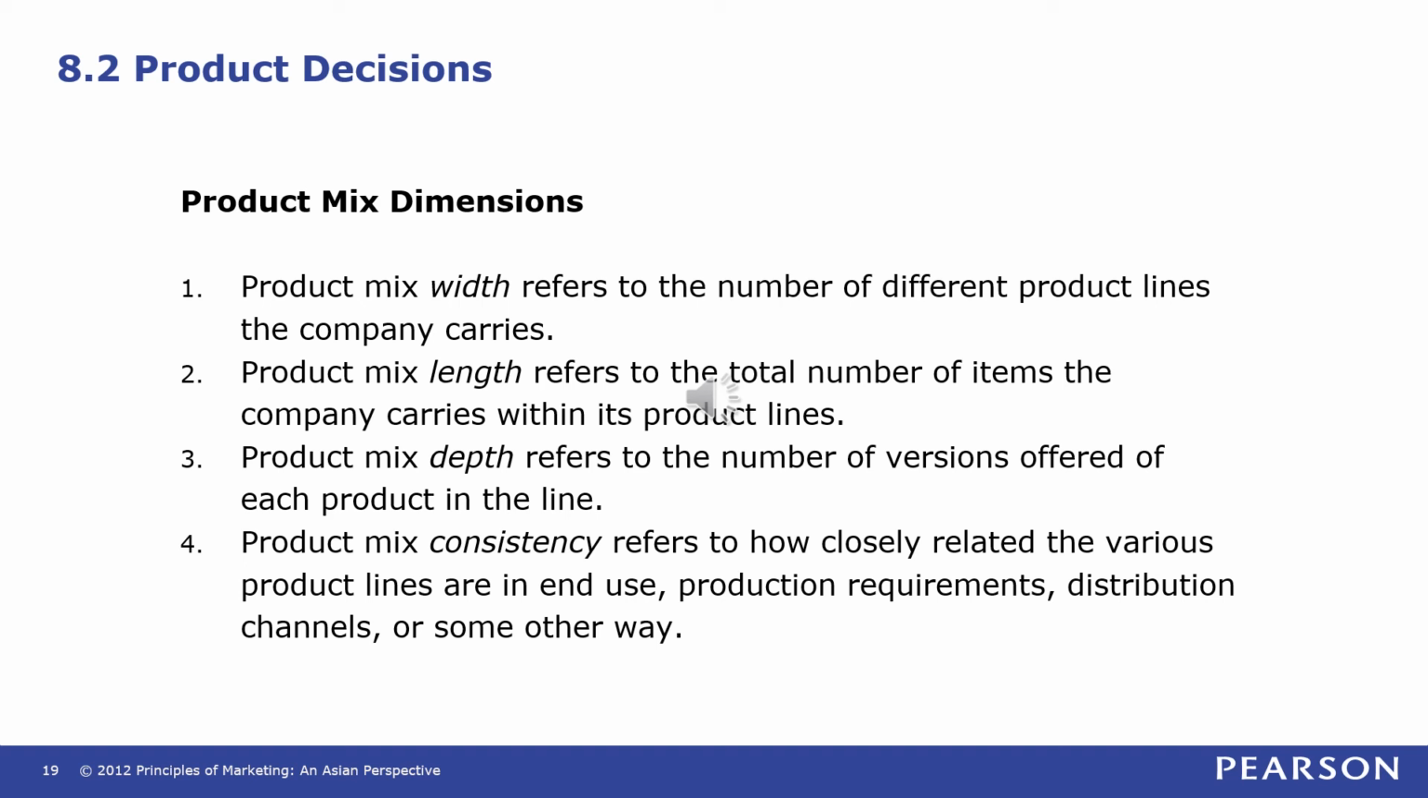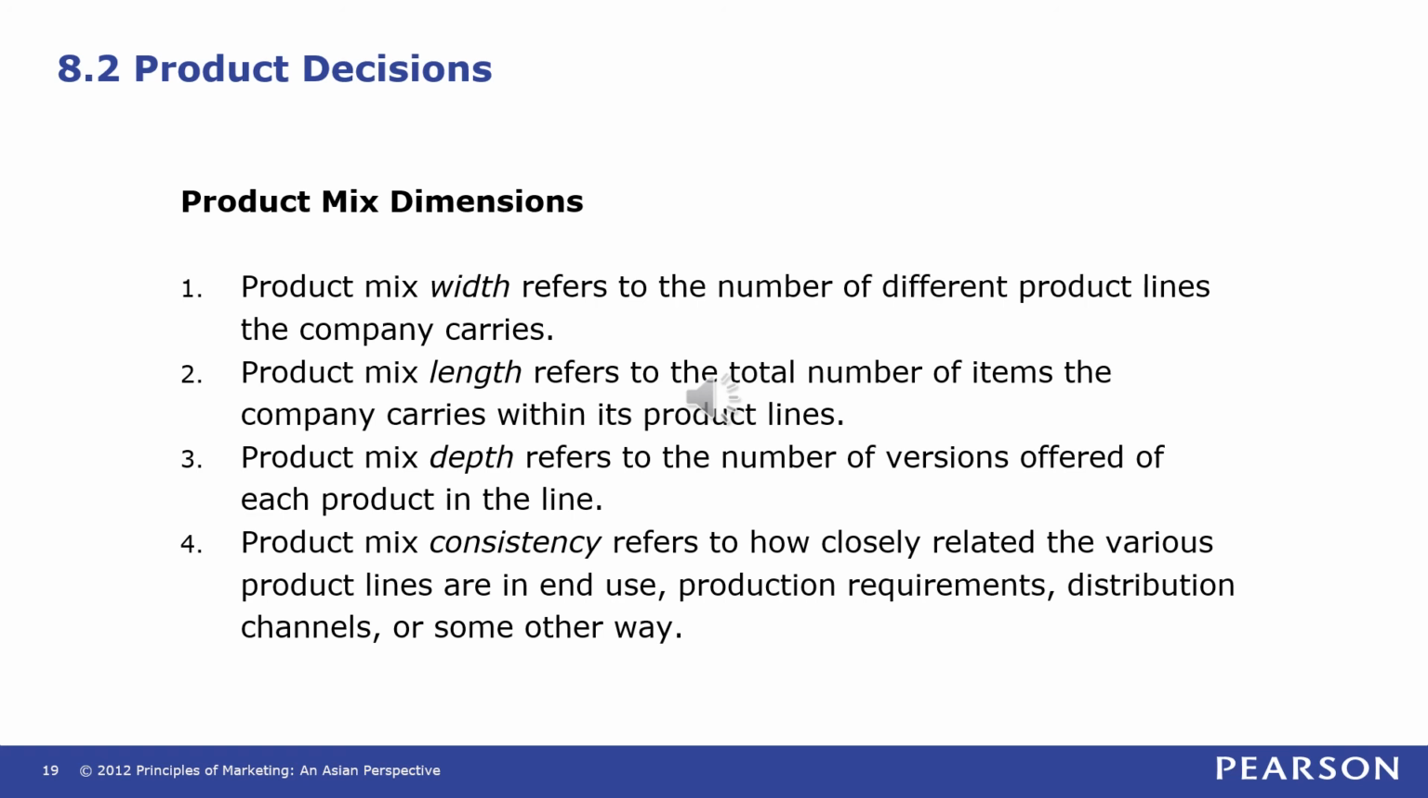For instance, Colgate-Palmolive has a fairly contained product mix consisting of personal and home care products. Product mix length refers to the total number of items the company carries within its product lines. Again, Colgate as an example typically carries many brands within each line. For instance, its personal care line includes liquid soap and body wash. It also has Speed Stick and other mouth rinse brands.